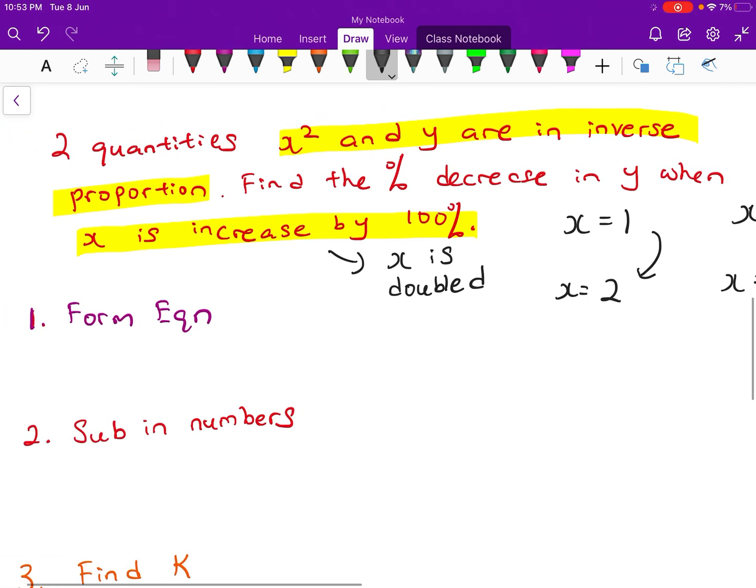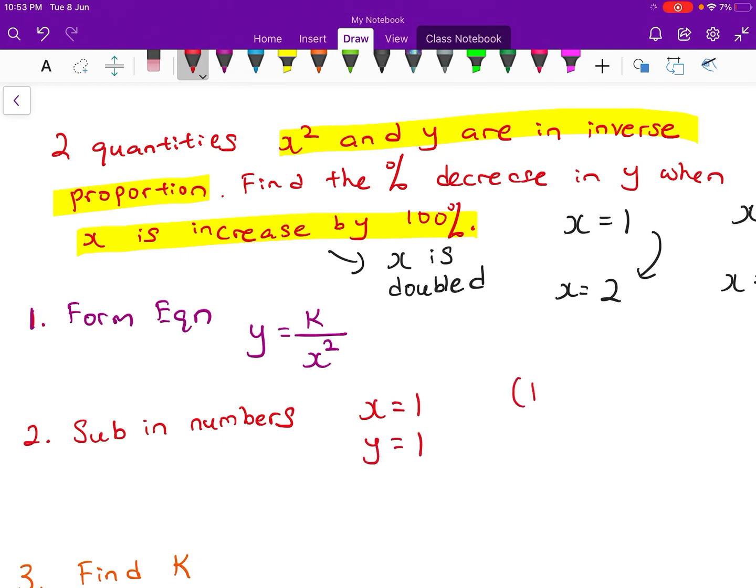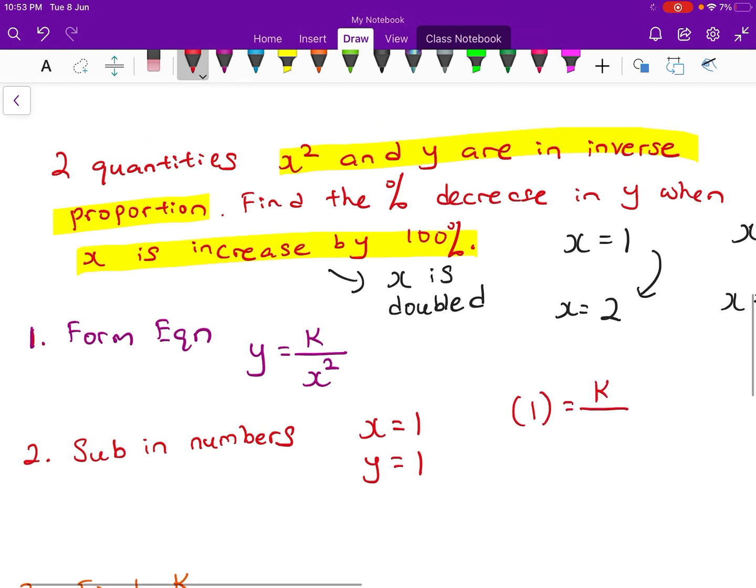Okay, so first thing we form the equation. I'll be using method 1, which is the easier one. Right, so to form the equation, we have x squared and y are in inverse proportion. So I simply just put y is equal to k over x squared. So I form my equation already. Next, I substitute in my numbers. So the easiest will be y equal to 1, x equal to 1. Okay. So let x equal to 1, y equal to 1. So what you will get is this, right? So y is right here, k over 1 bracket square.